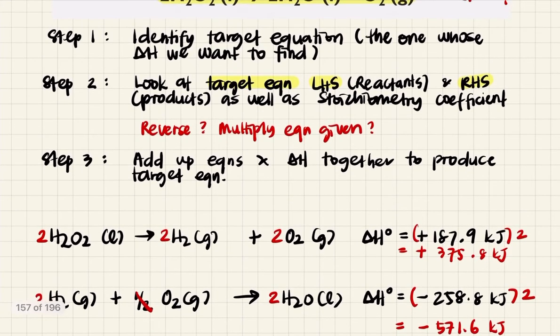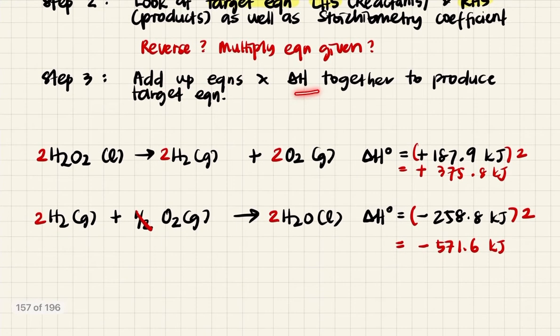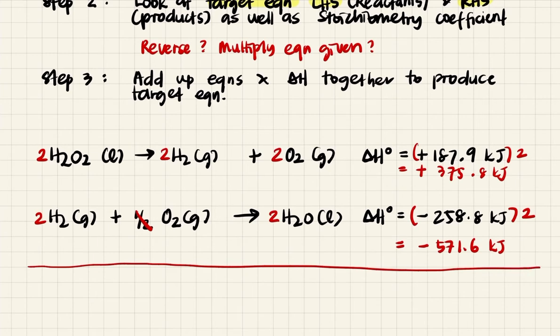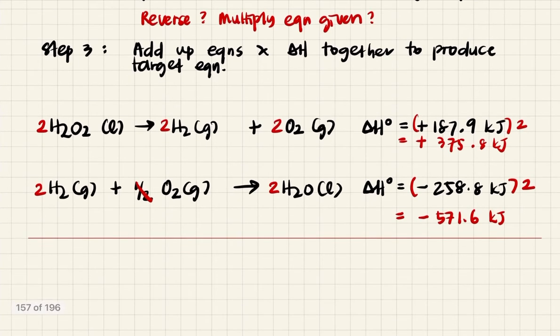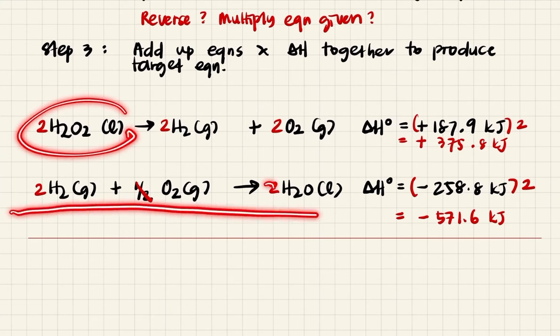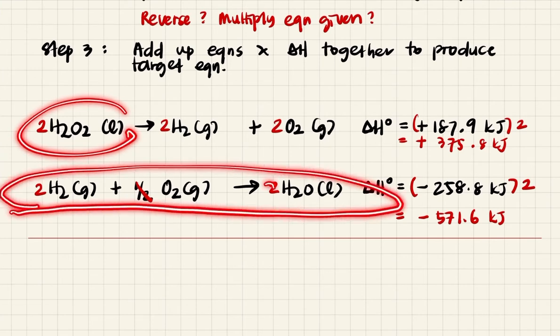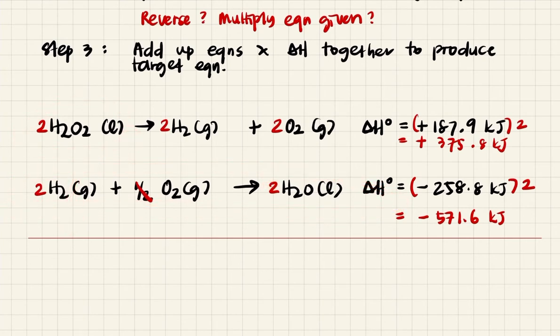Okay, so right, now that we already reversed and multiplied the equation that we were given, now we're going to add up the equations and the delta H together to produce our target equation. Okay, so you need to be good at manipulating these chemical equations to finally get your target equation. So you're just gonna add up. Here we have 2H2O2, and in the bottom equation you don't have any H2O2, so this will be just brought down. You're just going to bring down that one, 2H2O2.